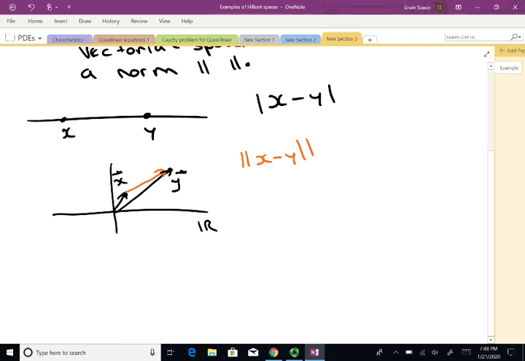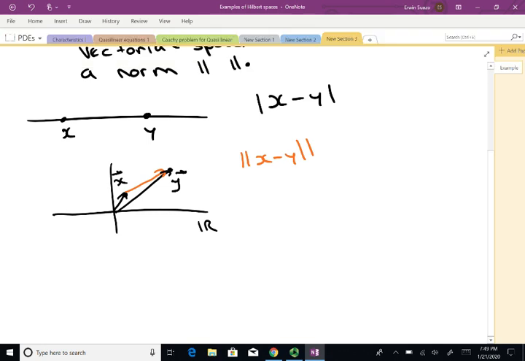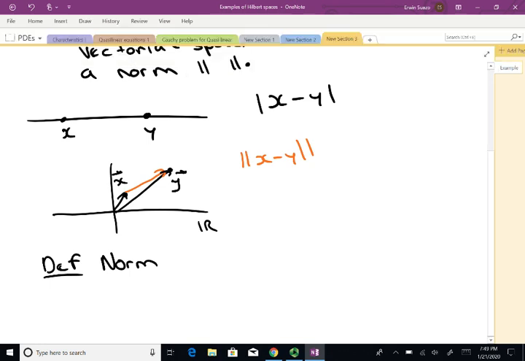So we keep moving in these definitions. So this is from the book. This is Salsa's book. This is section 6.2. So let's define the norm. So, definition: norm. Okay, I like to put my definitions in green, so let's put it in green.